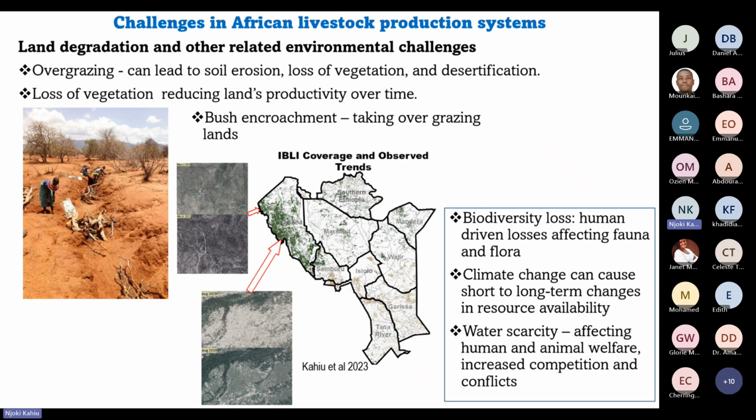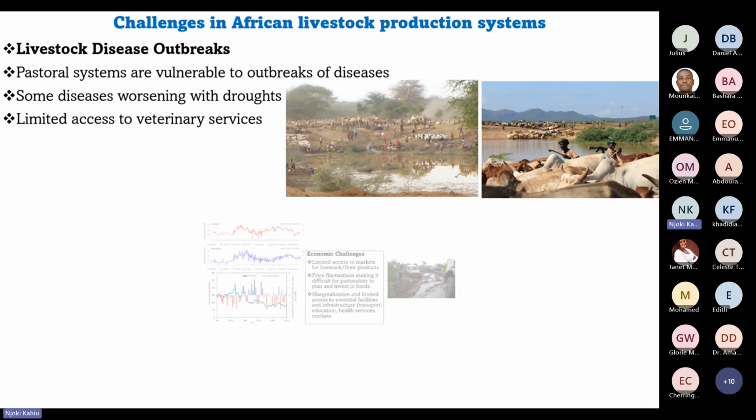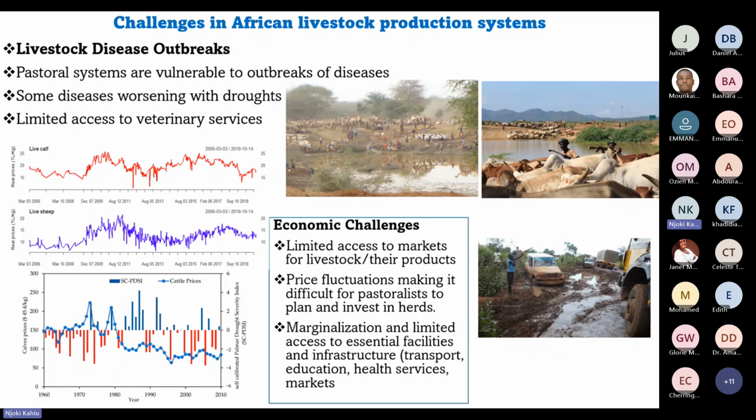Other challenges, environmental challenges within these ecosystems: we have biodiversity loss that is anthropogenic, affecting both flora and fauna. Climate change can cause short to long-term changes in resource availability, but also affects water resources, which is transferred to human welfare, but also livestock welfare. Disease outbreaks, as I mentioned, we have seen this increase in diseases because of the worsening droughts, but also changes in temperature. And we know these places are characterized by limited access to veterinary resources, and so day in, day out, you will hear pastoralists or livestock keepers complaining of significant losses whenever there is a significant disease outbreak.